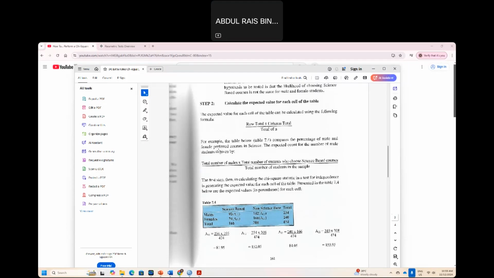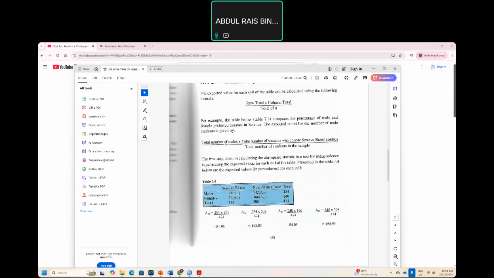Compare the percentage of male and females who prefer science course at a university. So formulation dia, amount of male times students who choose science-based course and then total amount of student sample. Okay. Asalnya kita kena senaraikan our raw data. Biasanya how many males and females, science-based and non-science-based.